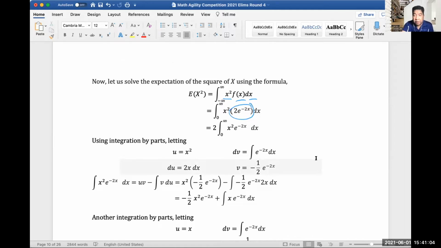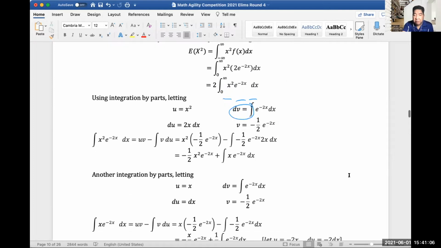Again, by using integration by parts, we will get negative 1/2 x squared e to the negative 2x plus the integral of x e to the negative 2x dx. So we already know that this second term would require another integration by parts, so that's what we did earlier for the first one.